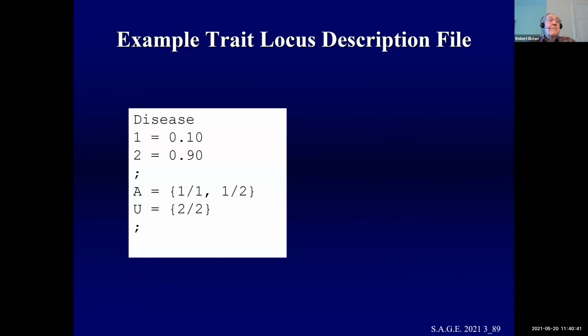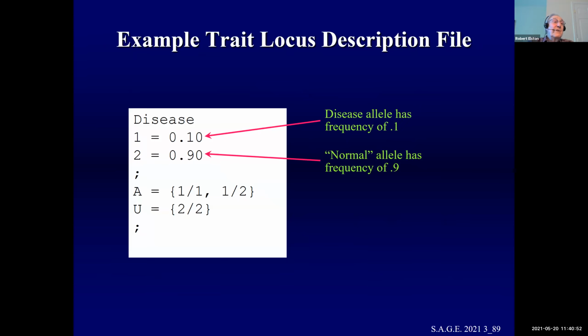So this is an example of a trait locus description file. What this says is that allele 1 has a prevalence of 0.1, or what we would call the allele frequency, and allele 2 has a frequency of 0.9. And A affected is 1,1 or 1,2. In other words, A is dominant to unaffected 2,2.